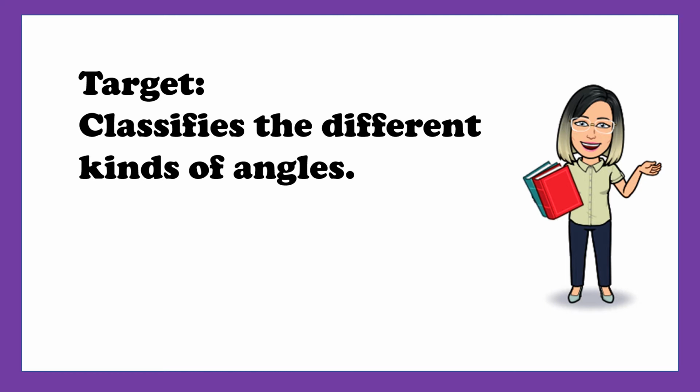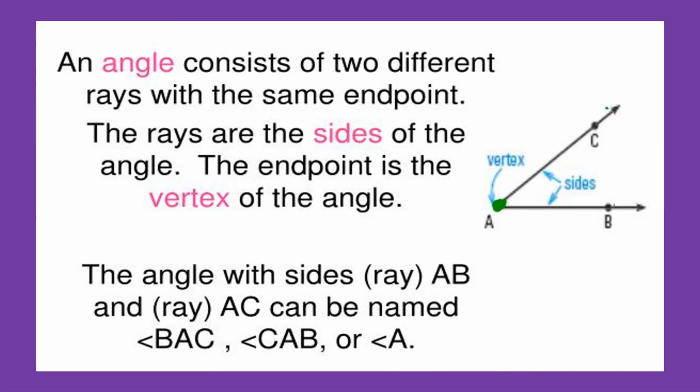Our target is to classify the different kinds of angles. An angle consists of two different rays with the same endpoint. The rays are the sides of the angle. The endpoint is the vertex of the angle. The angle with sides ray AB and ray AC can be named as angle CAB, angle BAC, or angle A.